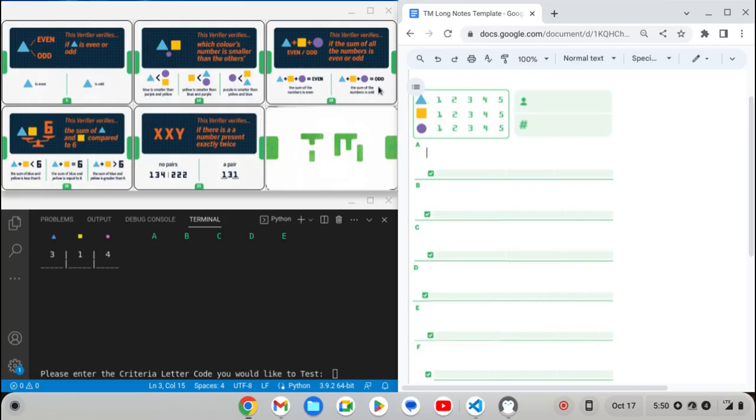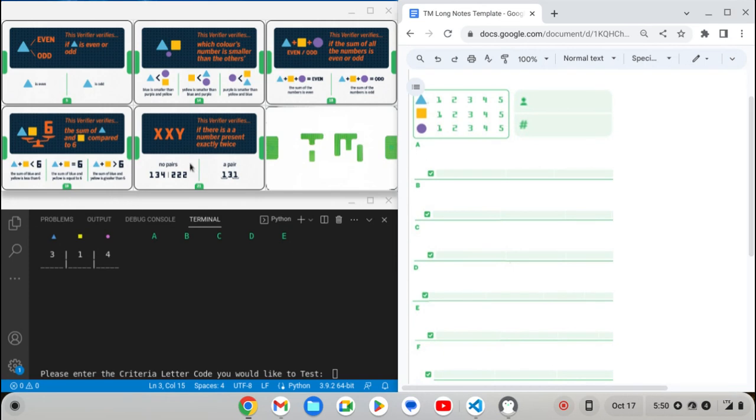an odd quantity. Criteria card D will take a look at our first 2 digits, add them up, and compare that sum to the number 6. So should the sum be less than 6? Should it be equal to 6? Or should the sum be greater than 6?